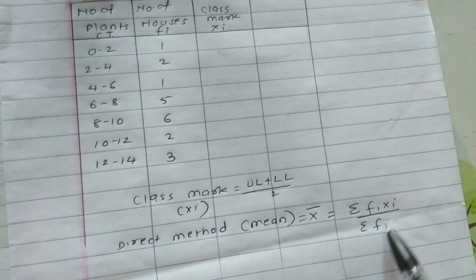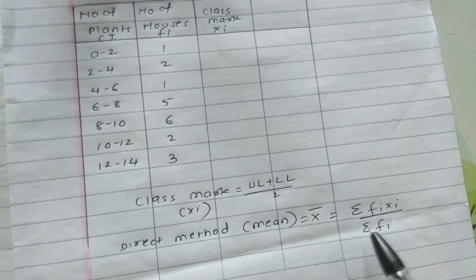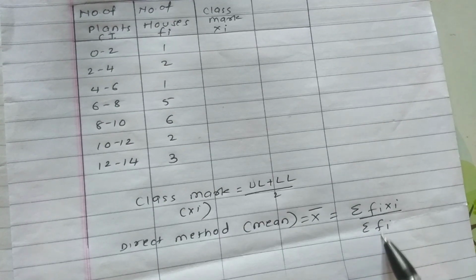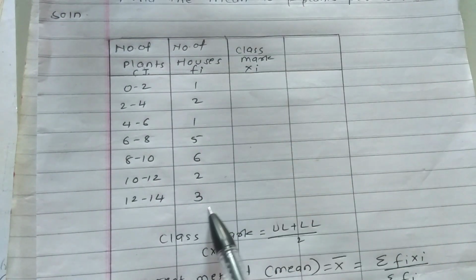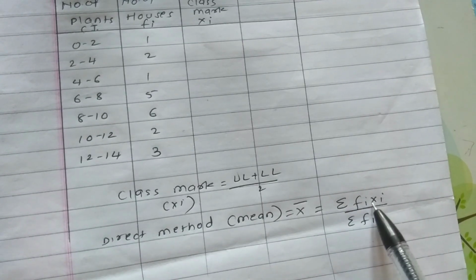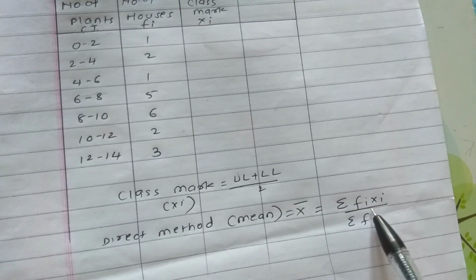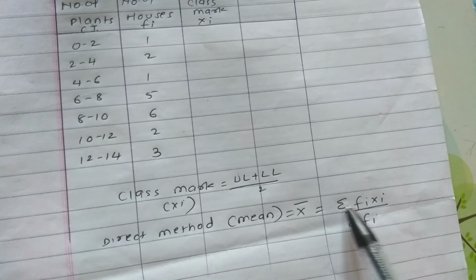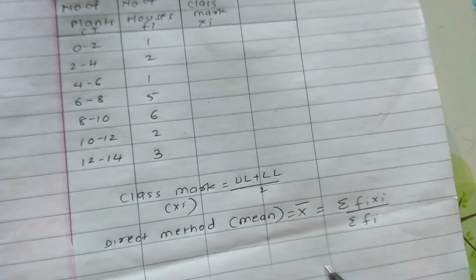So what will happen? Summation. What is the meaning of summation? It is addition of all the frequencies. So frequency we have, we can add here and write here. Summation means addition of fi into xi. So first you have to multiply fi and xi, then find the sum. And further you can do the calculation.